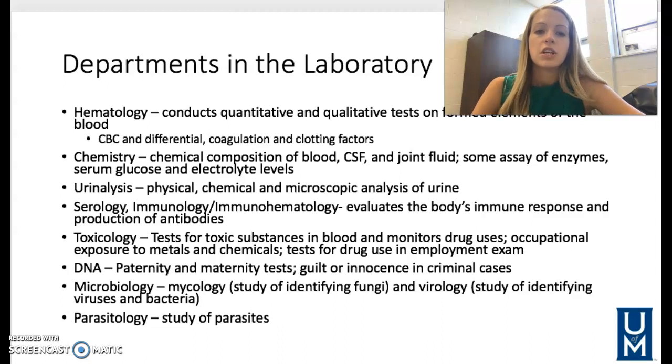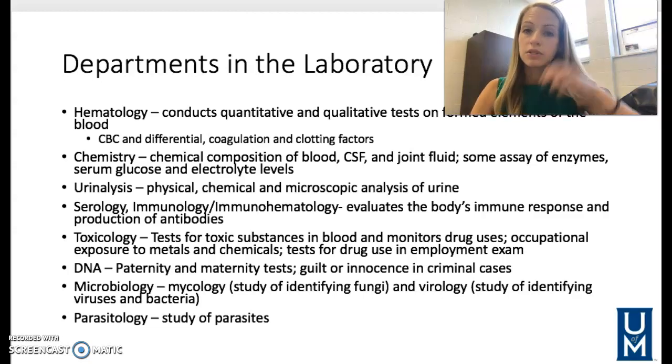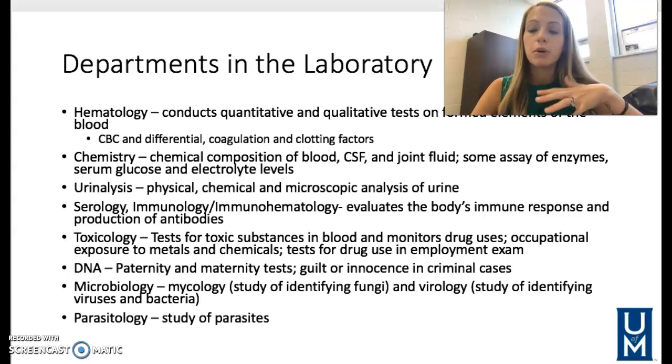Then you have serology, immunology, and immunohematology, which evaluates the body's immune response and production of antibodies. You also have toxicology. So this is looking for different toxic substances within the blood and also monitors drug uses. So when we think about toxicology, we often think about what kind of illegal drugs may be in someone's system. But this department looks at different drug specimens that are prescribed.